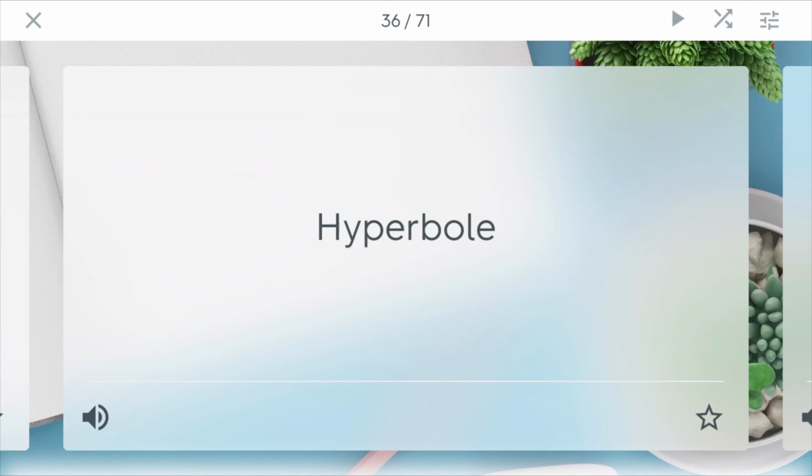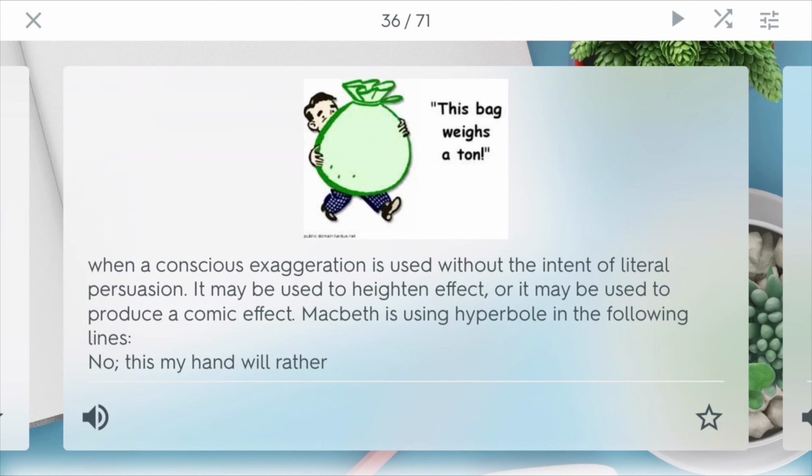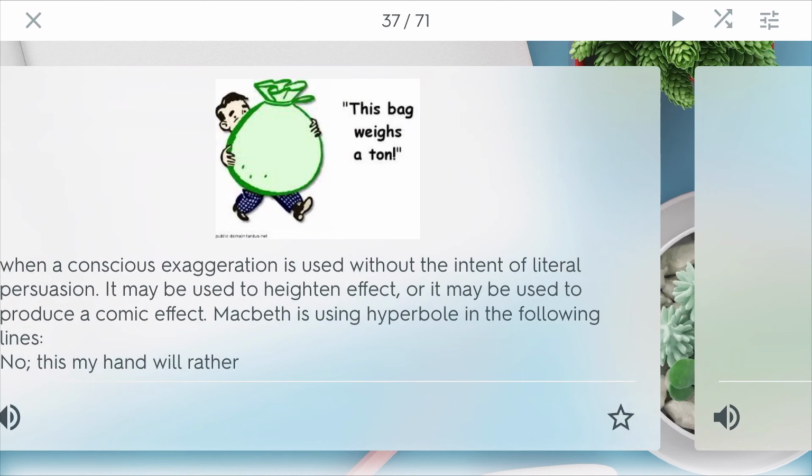Hyperbole is a conscious exaggeration that is used without the intent of literal persuasion. It can be used to heighten effect, or it can be used to produce a comedic effect. When someone says, "I could eat a horse," you know they're not literally meaning that. They're just really hungry, and they might use this hyperbole.